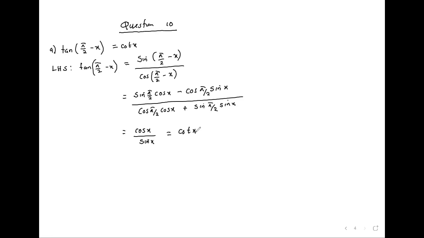Why? Again, son, the second last step is about knowing the values of sin 90. What is sin 90? It's 1. So 1 times cos is cos. Cos 90 is 0. 0 times sin is 0.